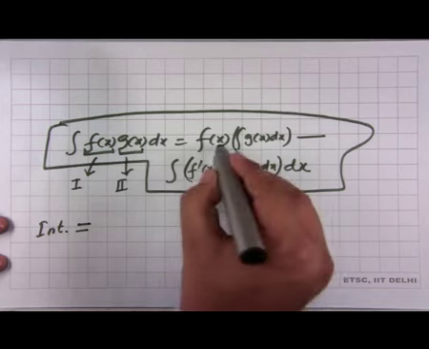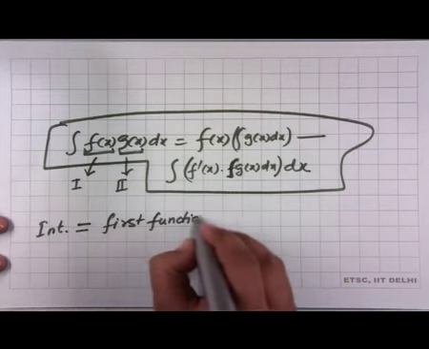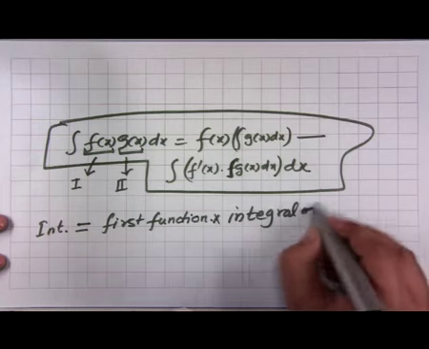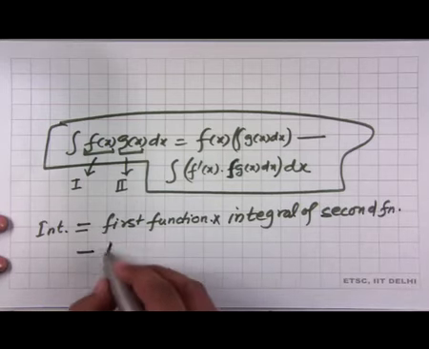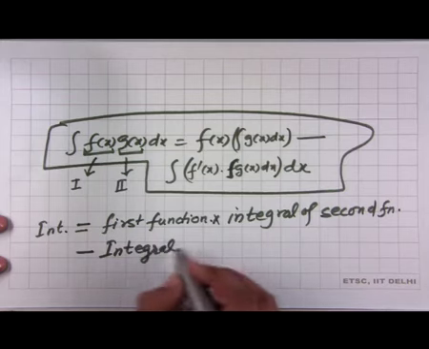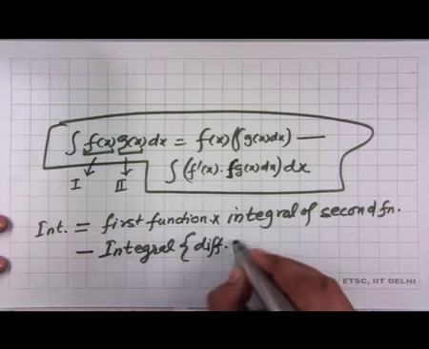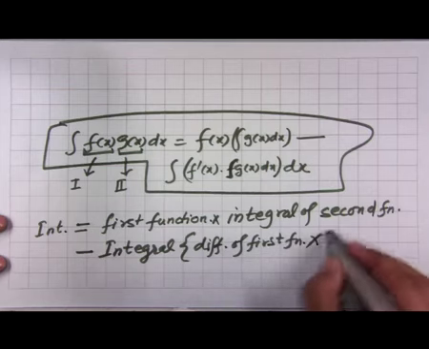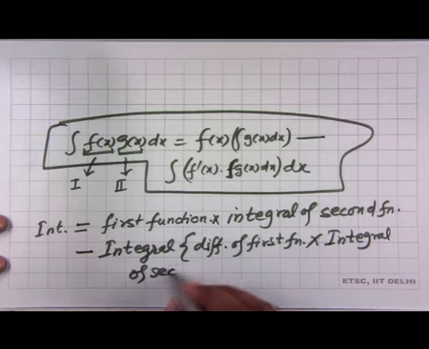equals, we are calling f x the first function, we normally memorize or remember it in this form, multiplied by g x dx integral, that means the integral of the second function, minus the integral of f prime, that is, the differentiation of the first function, multiplied by the integral of the second function.